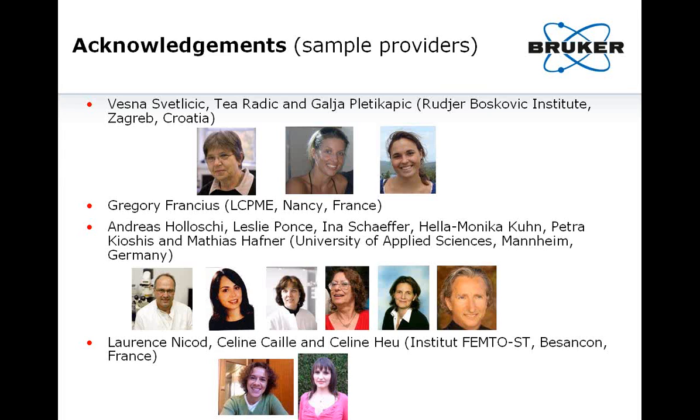So first, all people from Zagreb, Croatia, for the work on diatoms, especially Vesna and Galia. Gregory Francius from Nancy for providing the E. coli samples, E. coli K12. All people from the Hochschule Mannheim, Physiology Institute in Mannheim, have provided many different cell types like fibroblasts, HeLa cells, UVEX, glioblastoma, neurons. This is our oldest collaboration actually. And at last I would like to mention the latest collaboration from Besançon in France for the work on human keratinocytes. So thanks to all of them.